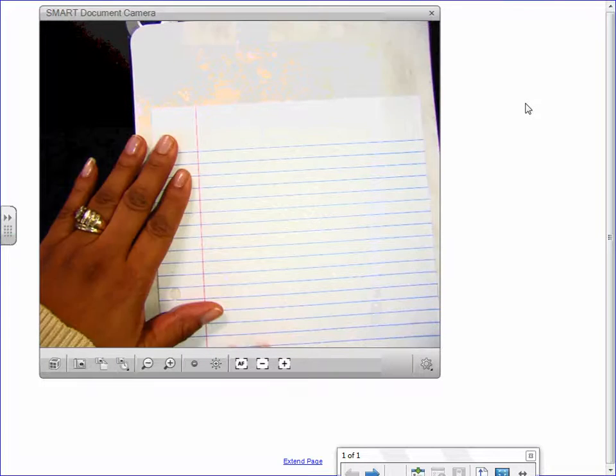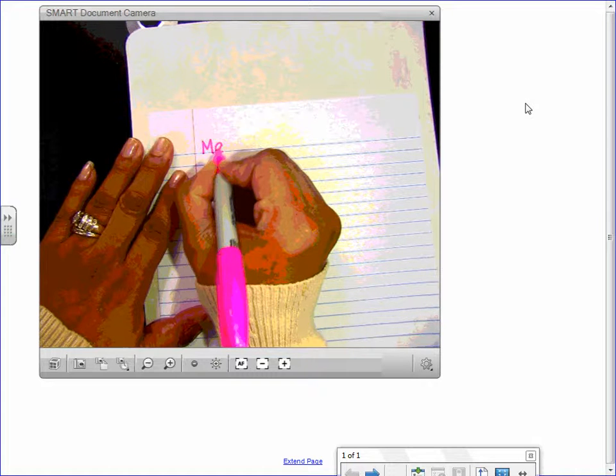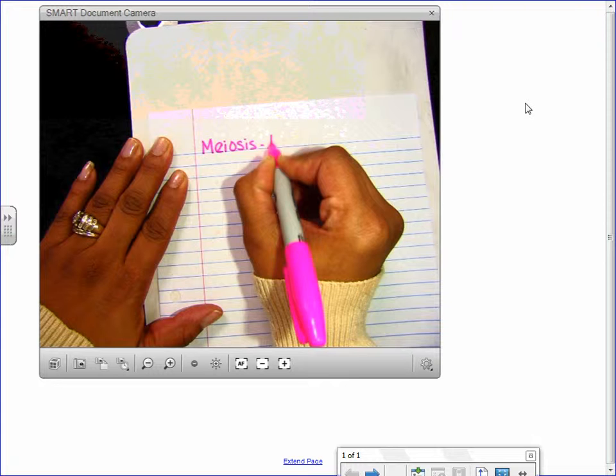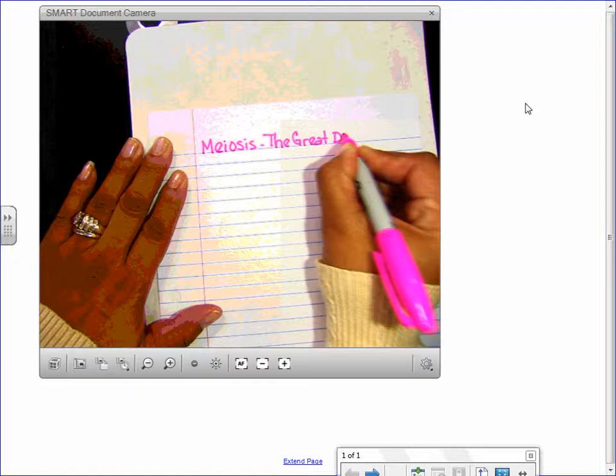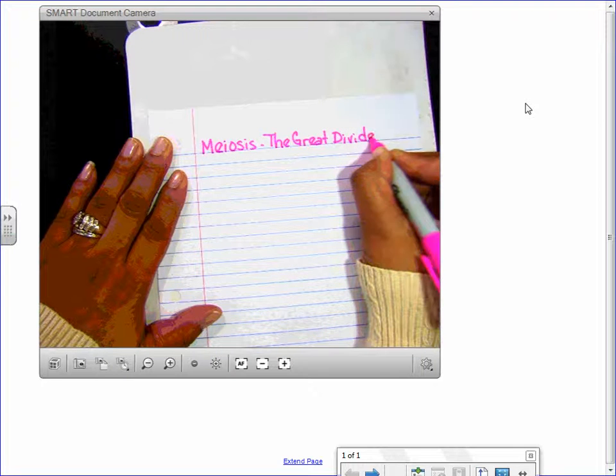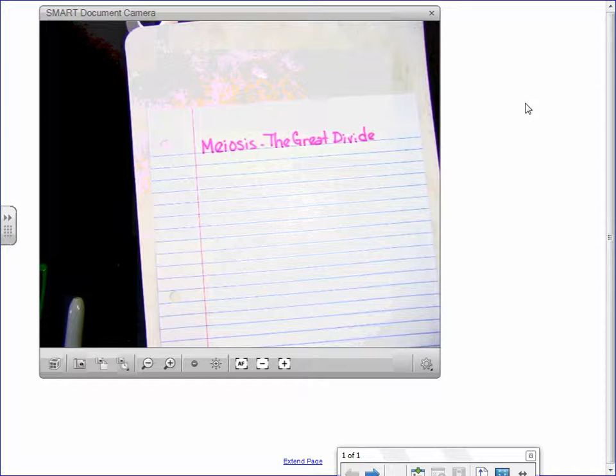Let's go ahead and get our note sheet, and this is going to be page 60. Everyone can see this? Okay. Our title is going to be Meiosis, the Great Divide. I may use more sheets than you. You should be able to get this on the front and the back. The reason why my sheets may be more is because I'm writing in marker.